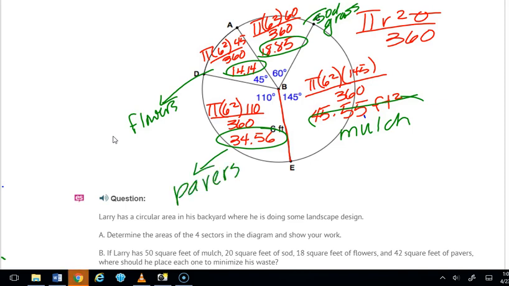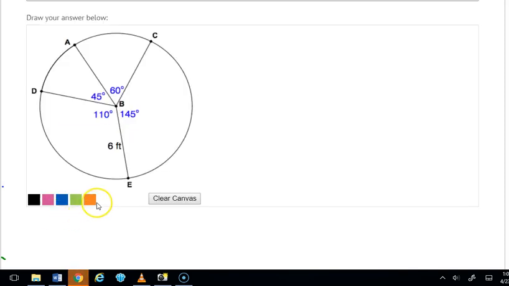Now I'm going to scroll down to the bottom, and we're going to see how we would have shaded this. It told us in here that we were going to use orange, or brown, whatever you want to call it, for the mulch. Our grass was green. That was grass up here. Our flowers were pink or purple, whatever color you want to call that. And then our pavers go down here, and that's black. And really, all you had to do was that. You didn't have to give me much more color than that, just so I knew what color you wanted each section to be.